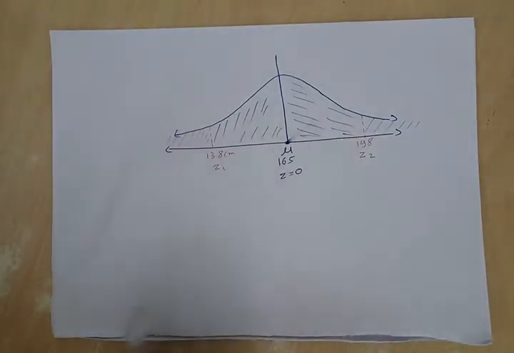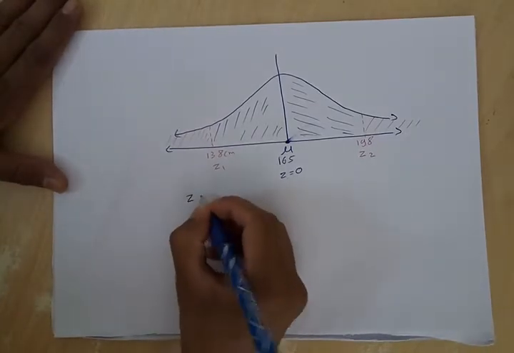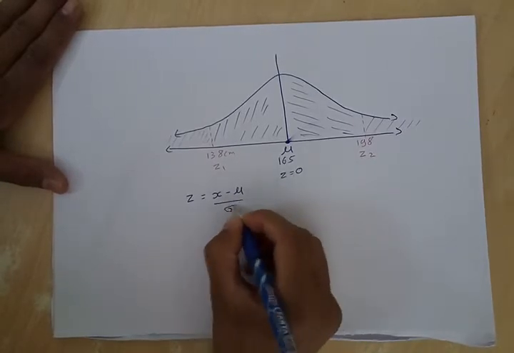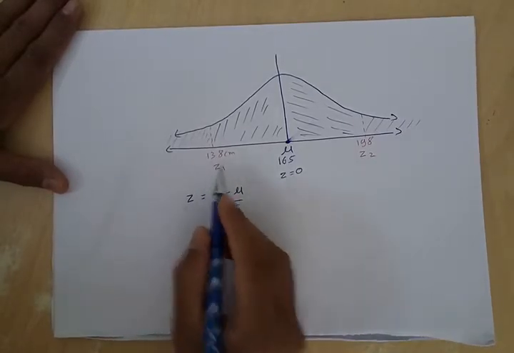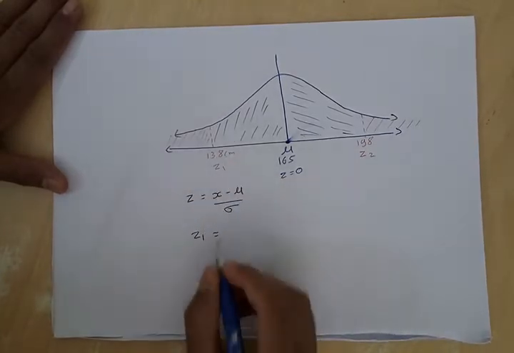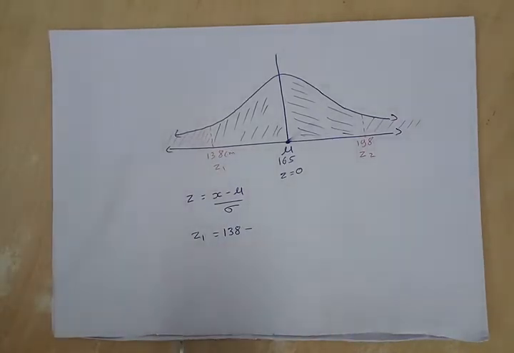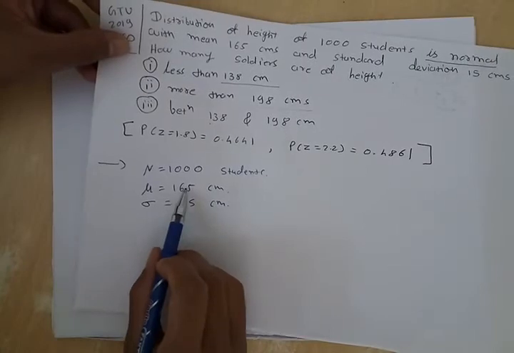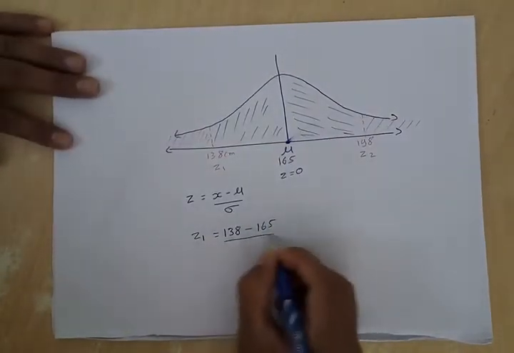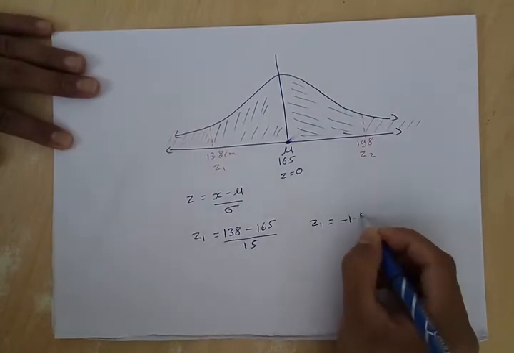So first let us find the z value. We know the equation for z value is z is equal to x minus mu upon sigma. Now to find z1, we will put the appropriate x value, that is 138 centimeter. And the mean value and standard deviation are given in the question. 165 is the mean and standard deviation is 15. So you will get z1 as minus 1.8.